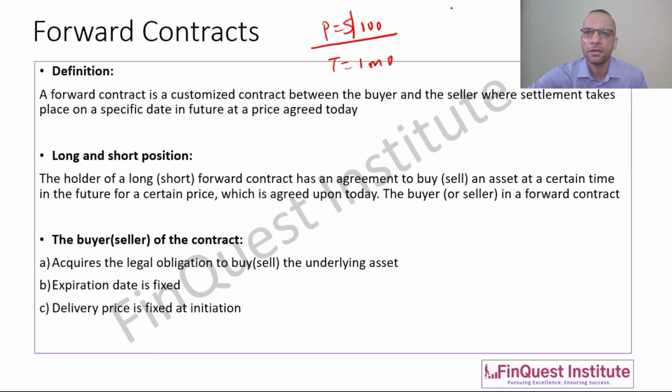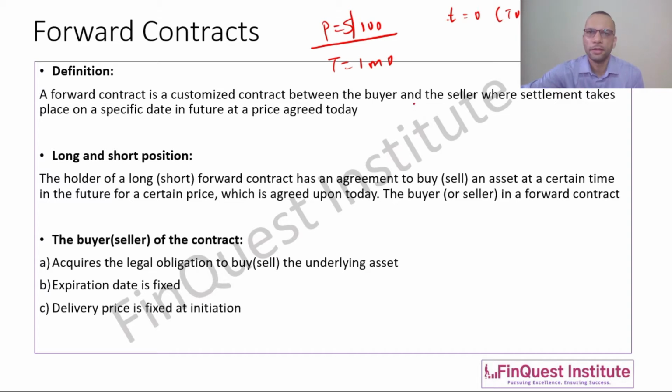So let's say we are at small t is equal to 0, which is today. So I enter into the forward contract today. So for entering into the forward contract, I need not pay anything. There's no upfront payment required. Now I don't do anything for the next 1 month. Now at the 1 month point, whereby I have to purchase the asset, I go to the counterparty, I pay $100 to the counterparty and I purchase the asset.